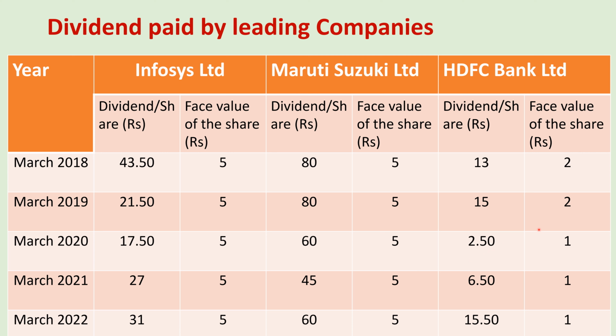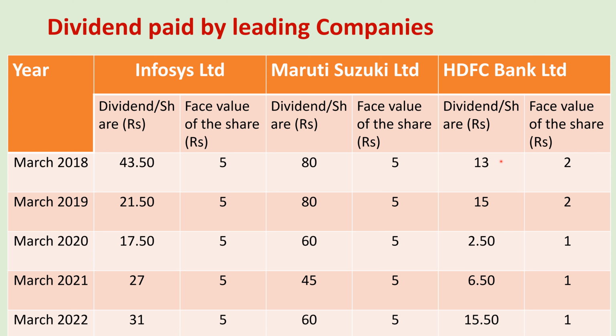Similarly, when it comes to HDFC Bank also, during this 5 years period, the amount of dividend is highly fluctuating. For example, in 2020, the amount of dividend is 2 rupees 50 paisa, whereas in 2022, it is 15.50. So it is highly fluctuating over the 5 years period. From 2018 to 2019, the face value of the company was 2. The company split the share. The face value reduced to 1 in 2020. The same 1 is maintained as face value during 2021 and 22.